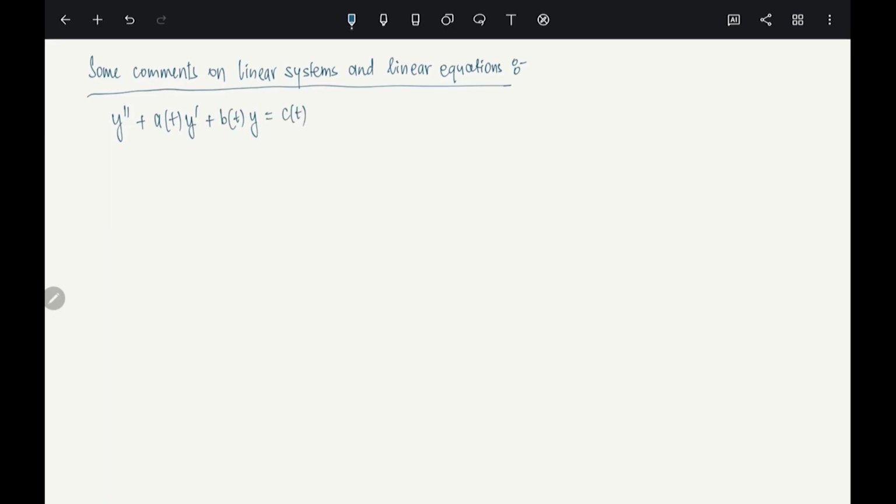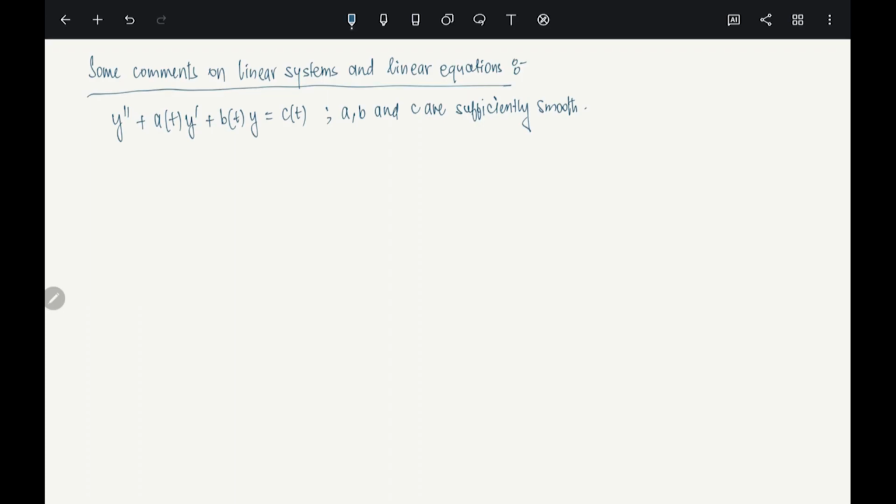For this lecture, let's just assume that a, b and c are sufficiently smooth. What I mean by this is, for now you can just assume they are C infinity differentiable, right?